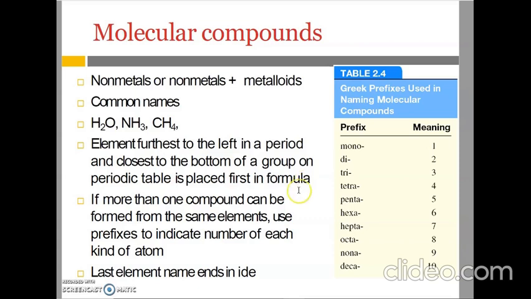If more than one compound can be formed from the same elements, we use prefixes to indicate the number of each kind of atom. The last element name ends in IDE. So these are the prefixes we use in naming molecular compounds. If you have more than one, you usually use di for 2, tri for 3 and so on.